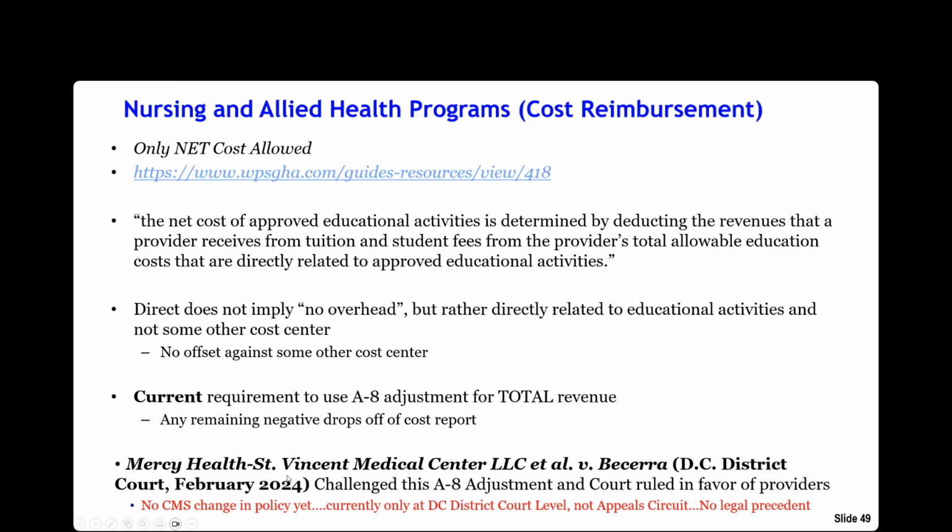There's one that went all the way up to the DC district court level back in 2024, or February of last year. The court did rule in favor of the providers, but it's not the Circuit Court of Appeals, and it's too late to go there. CMS didn't appeal it, and they're too late to do it anyway. So it doesn't have formal precedent value.